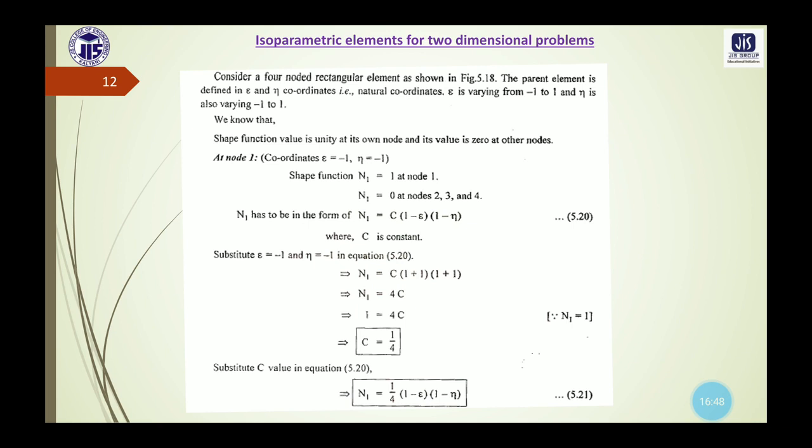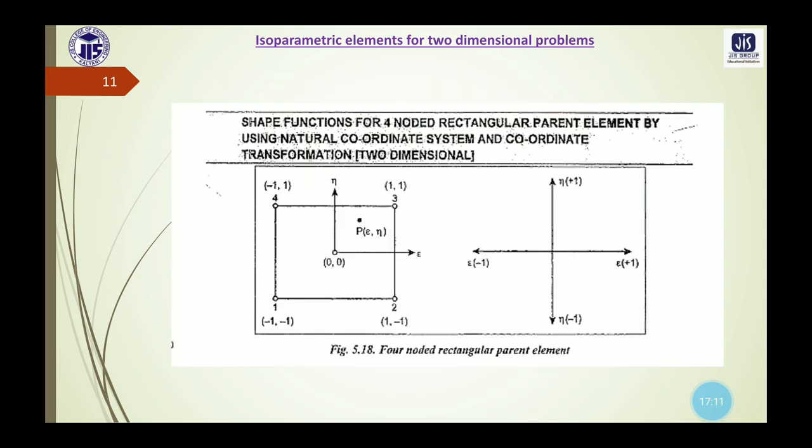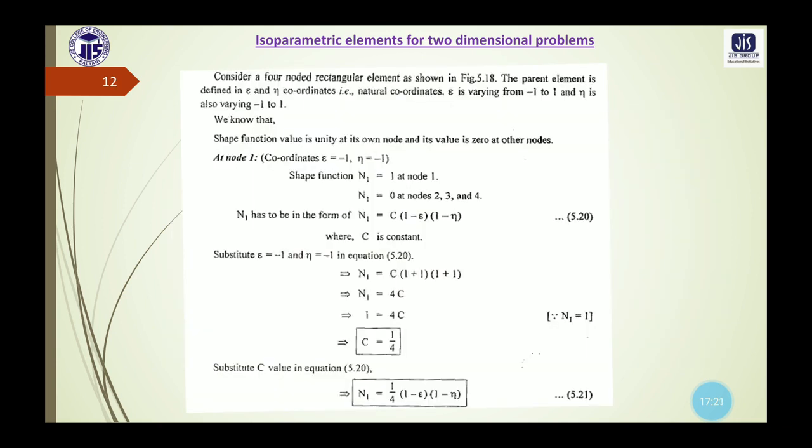Now from our concept of the shape function, we know that the shape function value is unity at its own node and its value is 0 at the other nodes. So that means at node 1 the coordinates epsilon is equal to -1 and eta is equal to -1, which you can see here in this figure 5.18. At node 1 the coordinate is -1, -1, so epsilon is -1 and eta is also -1.